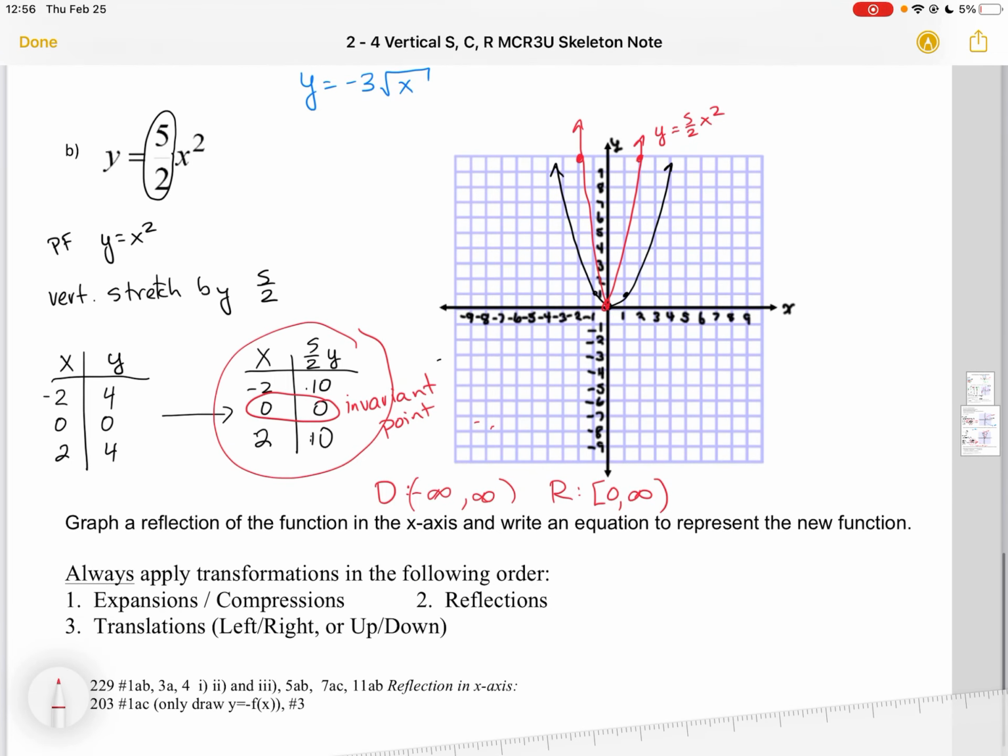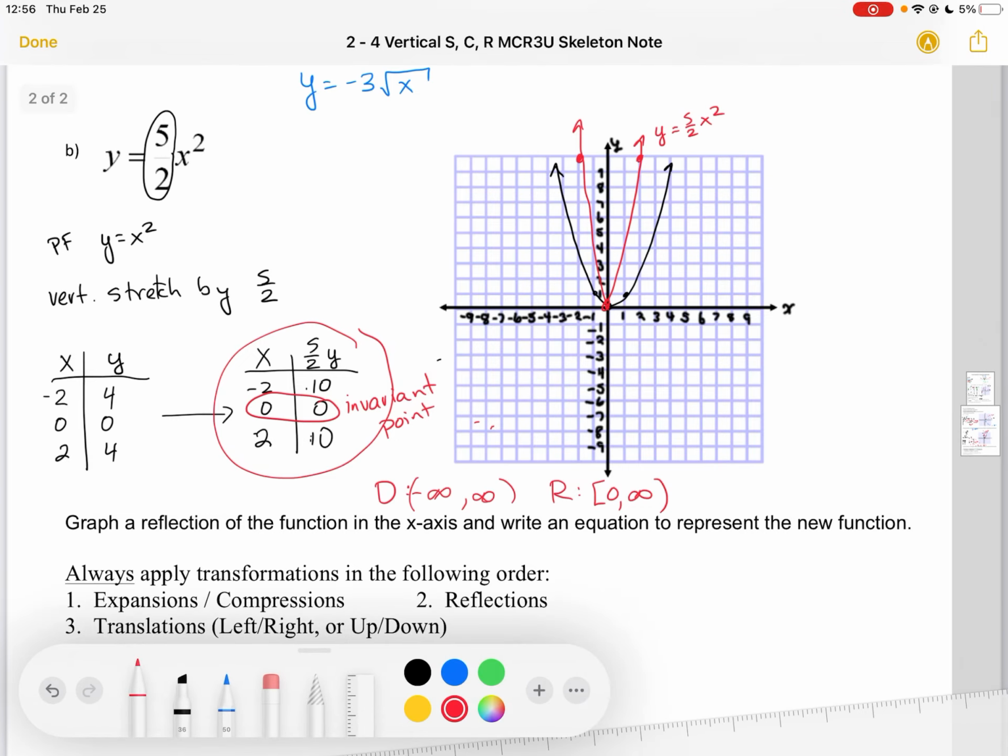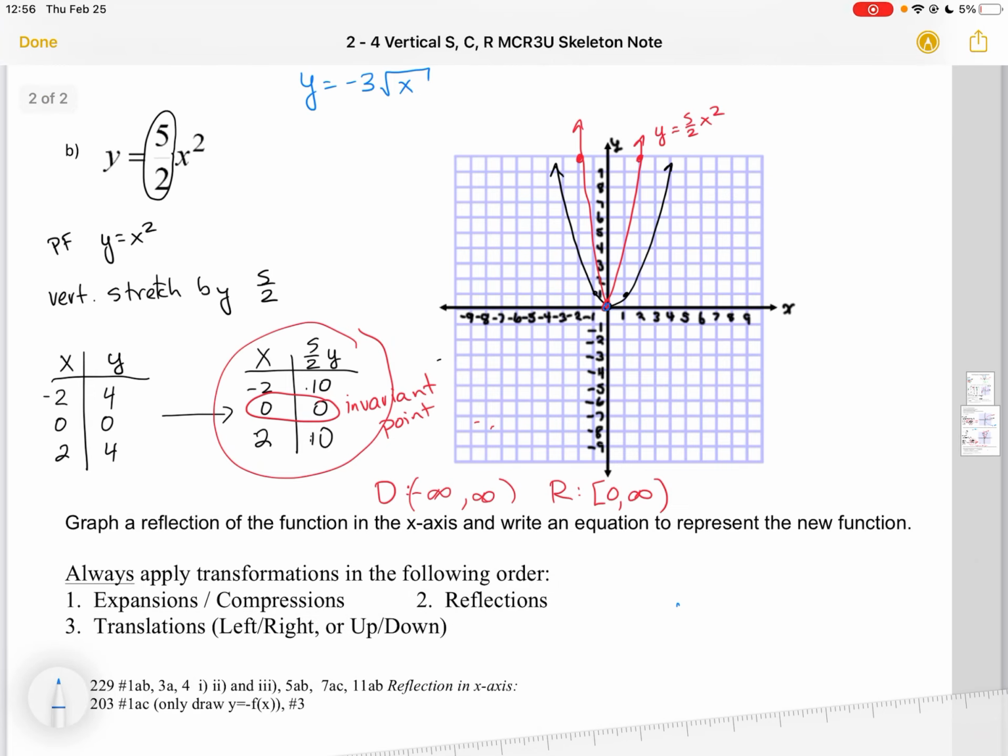The last thing I'm going to do, just like above, is graph a reflection of the function in the x-axis and write an equation. So I'm going to reflect it. I know that that means my points are just going to become negative. I've got it reflected now, so I can write my equation, which is the exact same, just with a negative a value instead of a positive one. This doesn't really apply to this, so we can leave that out for now until we get to the stage where we are combining transformations.